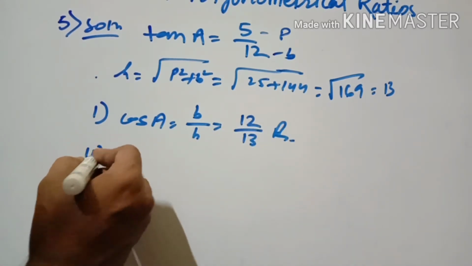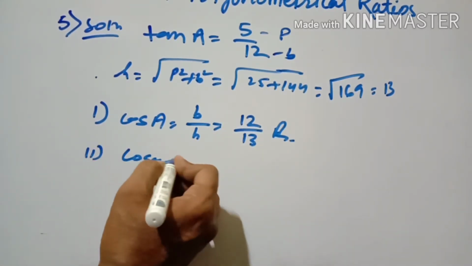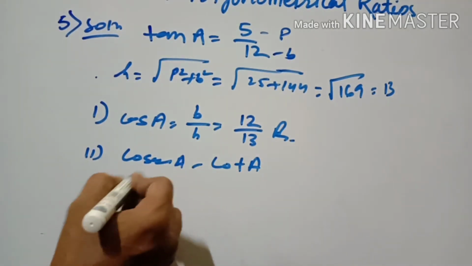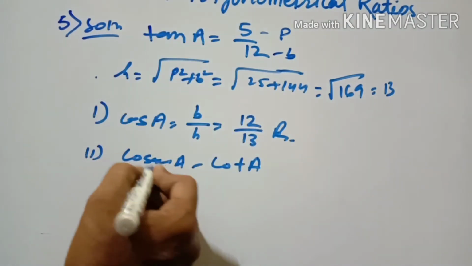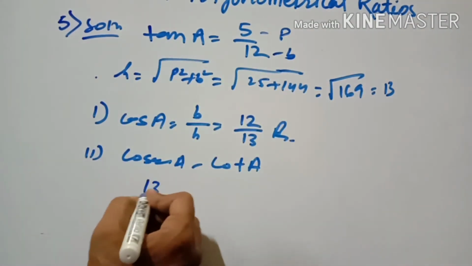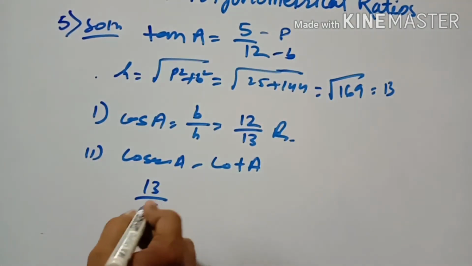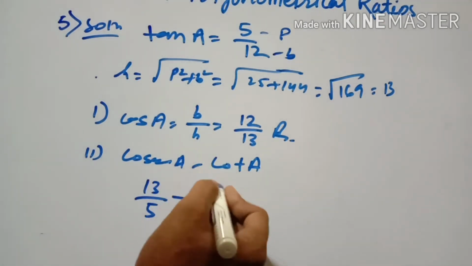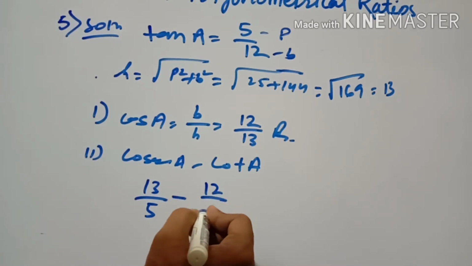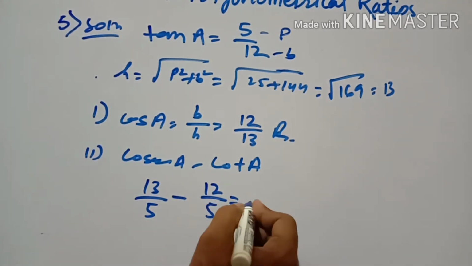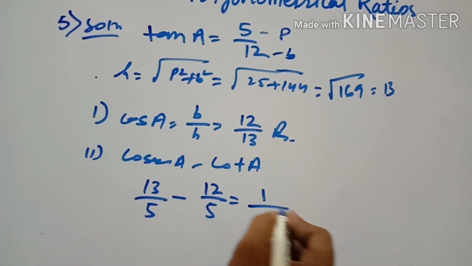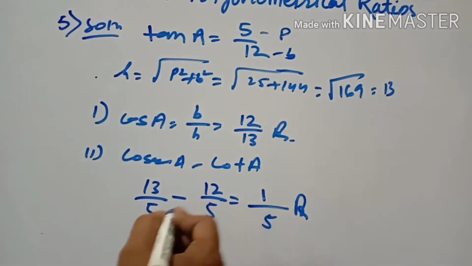And the second one, we have to find cosec A minus cot A. Cosec means the reciprocal of sine, means H by P, and our H has come 13. So 13 by 5. And cot means the reciprocal of tan, so it will come 12 by 5. So 13 minus 12 by 5, it will come 1 by 5. Write down please.